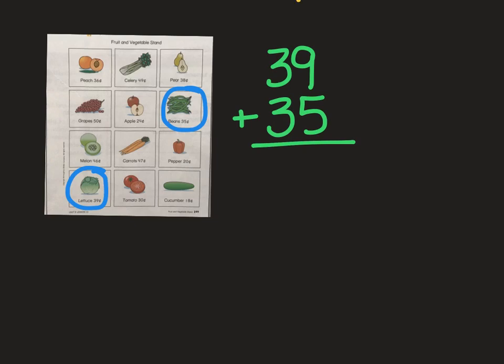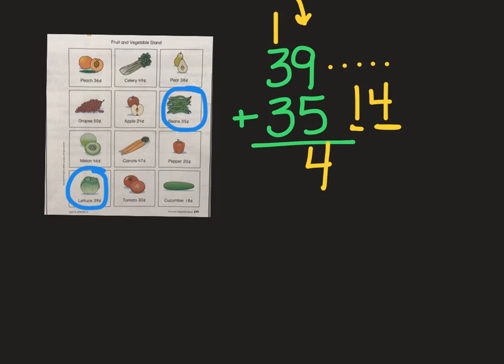Okay, so for new group above, I start here in my ones place. In my ones place, I have 9 plus 5. 9, 10, 11, 12, 13, 14. I get the number 14. The 4 is in the ones place, so I put the 4 here under the ones place. The 1 is in the tens place, so I will add that on top here, and that is my new group above.